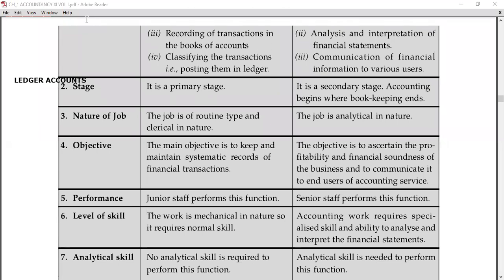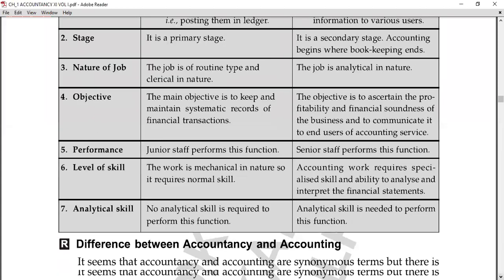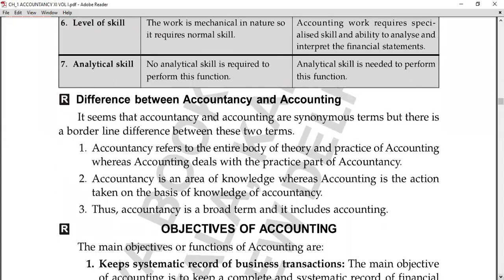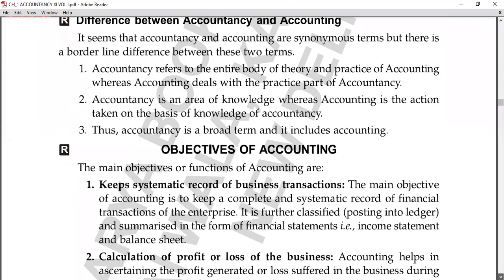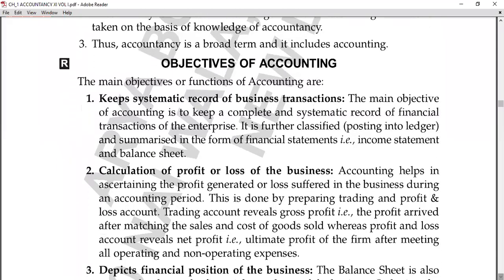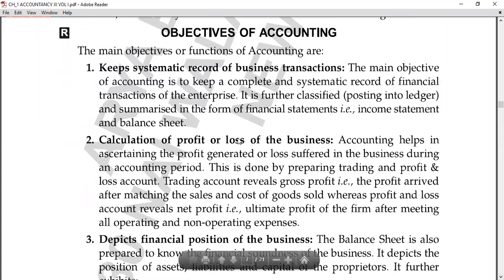Unfortunately, I just planned for objectives of accounting also, but time is running out still. Any questions, any queries, any difficulties, any doubts to anyone regarding any part that we had studied till here?